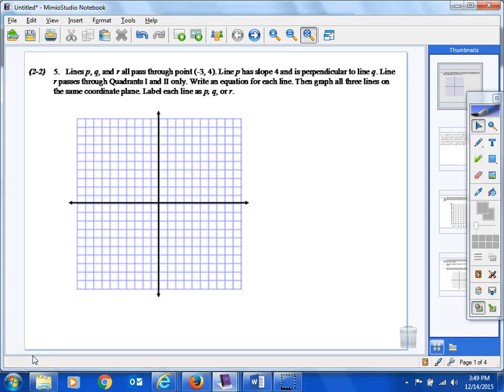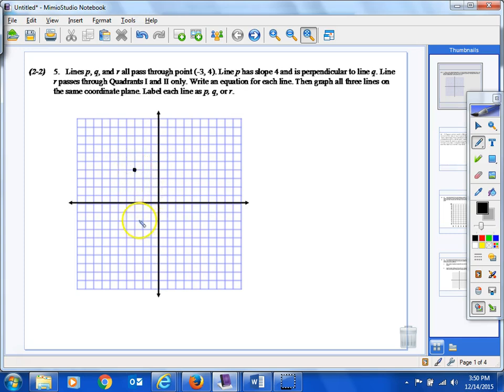I had a request to do 4 of the problems from the semester exam review from chapters 2 and 3. And so the problem that I'm about to do here is number 5 off of that review sheet. The problem basically wants us to draw 3 different lines P, Q, and R, that all go through the same point, -3, 4. So the first thing I'm going to do is plot this point, -3, 4.